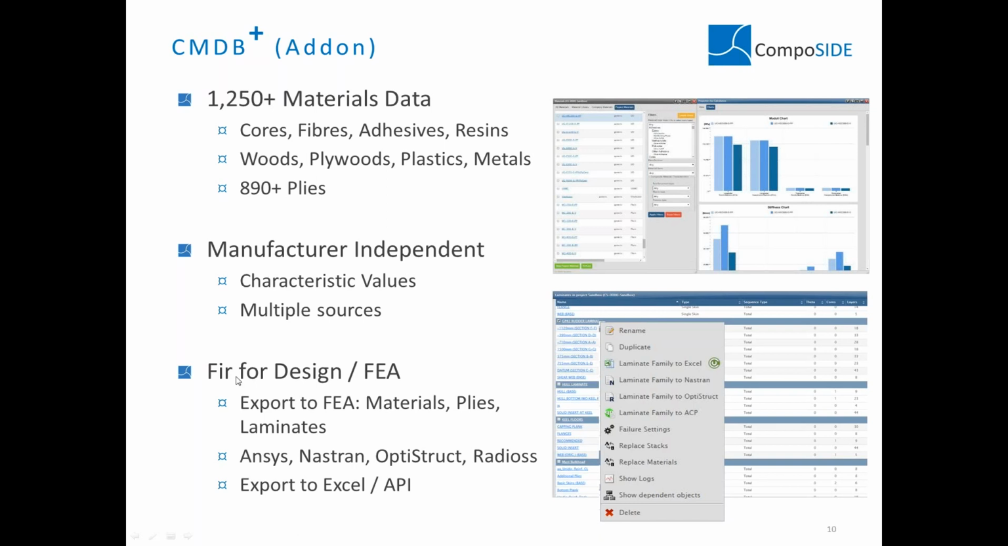All those materials are fit for design and FEA. That means they basically contain all the data needed for you to run your design and your analysis. Alongside this, there is the option to export to third-party CAD and FEA tools for material plies and laminates, supporting ANSYS, NASTRAN, and OptiStruct as native formats. There is otherwise the option to export the data to Excel or to create your own data format by calling in the CompoSIDE API.